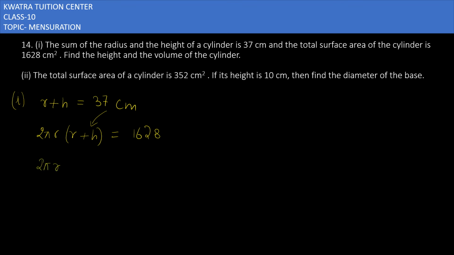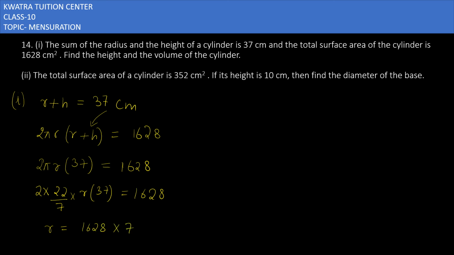2 pi r into 37 is equal to 1628. और अब आप क्या करोगे? सब्स्टिट्यूशन करोगे. एक तो पाई का सब्स्टिट्यूशन हो सकता है, दैट इज 22 over 7. r will be as it is, 37 will be as it is, 1628. Now we have to use cross multiplication so that we can get the value of r. 1628 into 7 divided by 44. 2 into 22 is 44 and then multiply 37 with it.